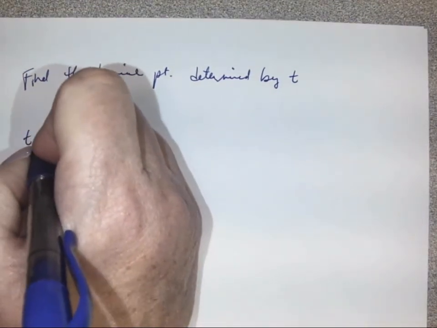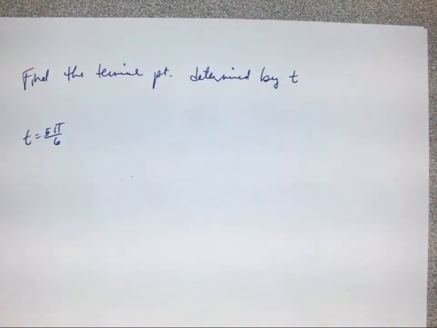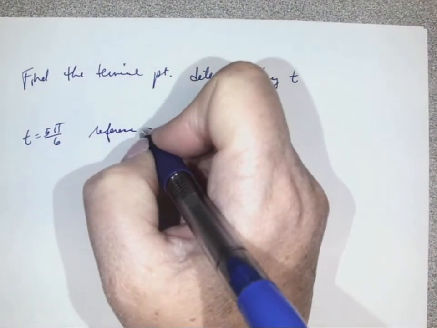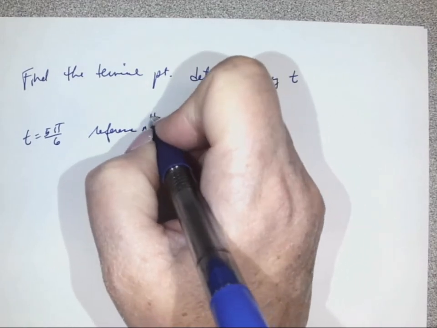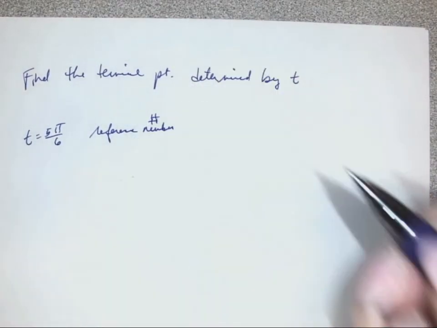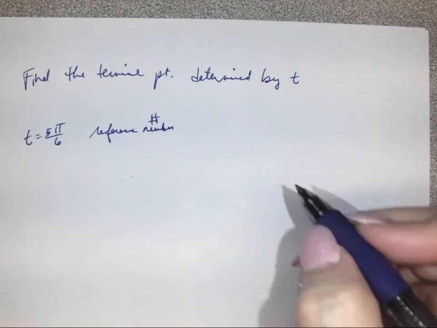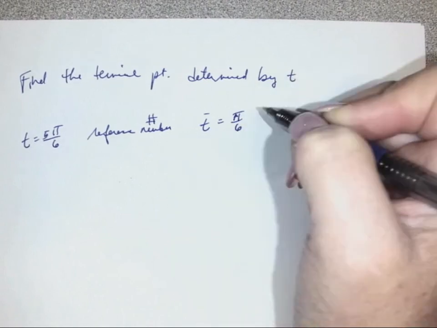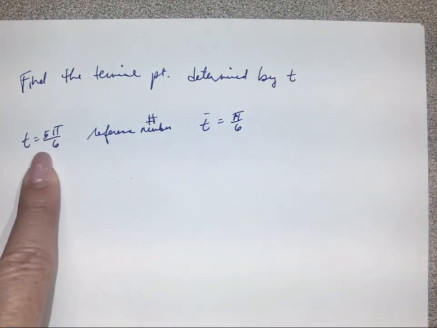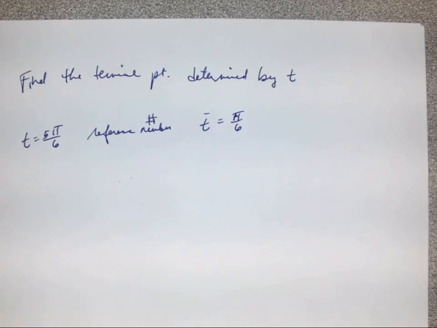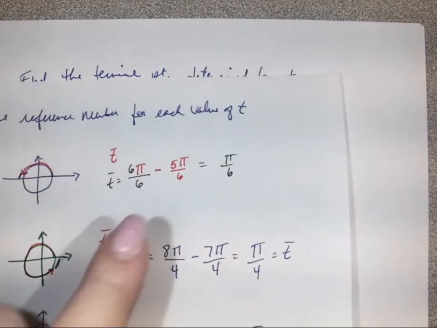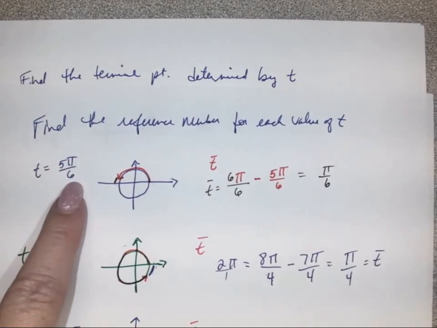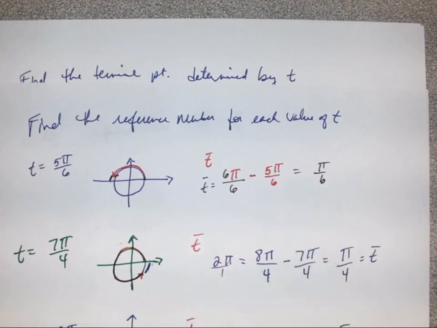So if we are given t is equal to 5 pi over 6, we understand now that our reference number, and I'm pretty much going to do like a hashtag because that's what number meant back in our day. So we have t bar would be equal to pi over 6, right? Because we take 6 pi over 6 minus 5 pi over 6, and we got pi over 6. We already found that a little bit ago. We had the terminal point of t equal to 5 pi over 6, and we found our t bar is equal to pi over 6.